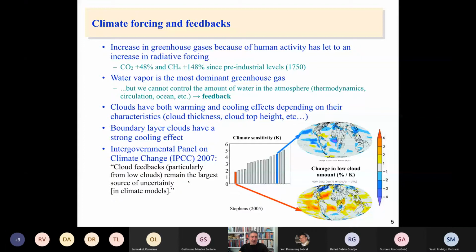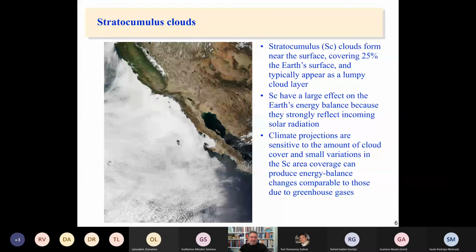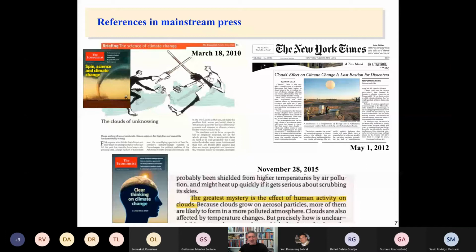So the problem is how to figure out how much this stratocumulus cloud is changing as the climate is warming or cooling in general, or in our case, just warming. And this is an issue that many times you can find in the mainstream press.